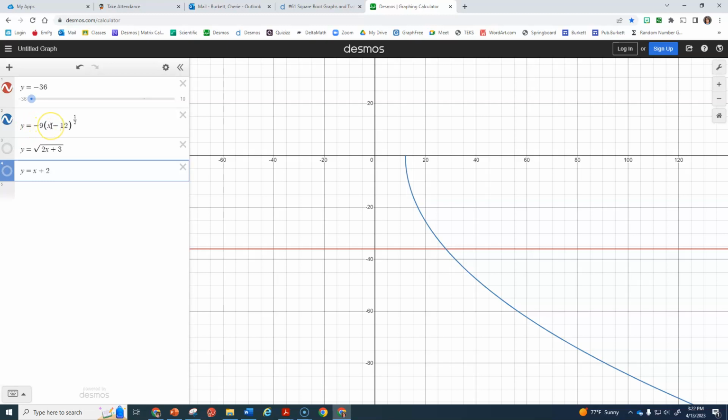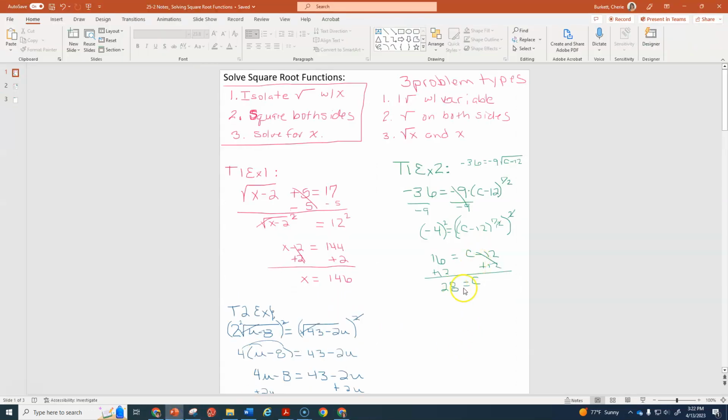I put y equals negative 9. I put in x instead of c because Desmos likes to graph x better than it does c. It will do c, but it's just easier to make every variable be x. X minus 12 raised to the 1/2. I graphed those each, and find the point of intersection right there, it tells you that it's 28. So the 28 was the x value that I got right here.